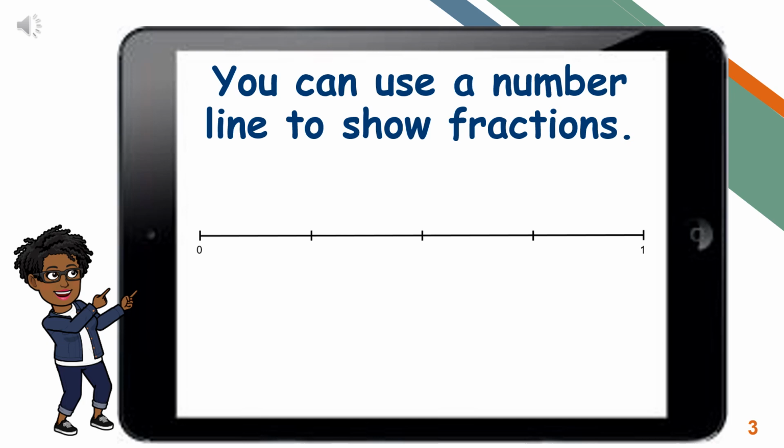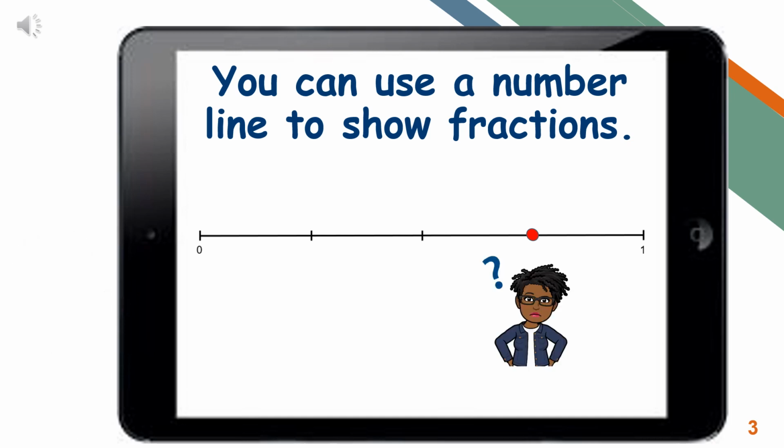You can use a number line to show fractions. A point on a number line shows the endpoint of a length, or distance, from 0. The length from one whole number to the next whole number represents one whole. The line can be divided into any number of equal parts or lengths.